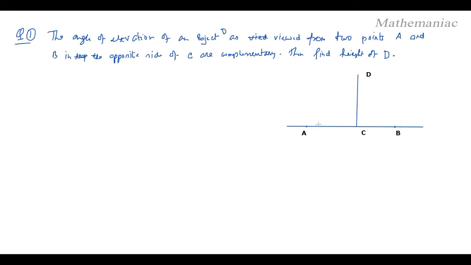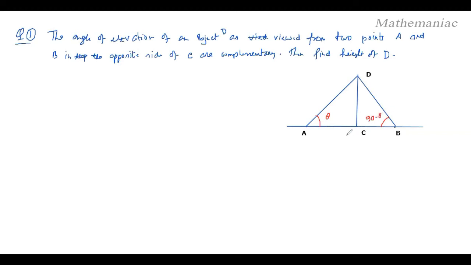First, let me finish the figure. So angle of elevation they have said, that means you have to join this, and from here they have to join this. Now just try to remember, they are saying that these two angles of elevation are complementary of each other. So if one is theta, what will be the other? It is 90 minus theta.